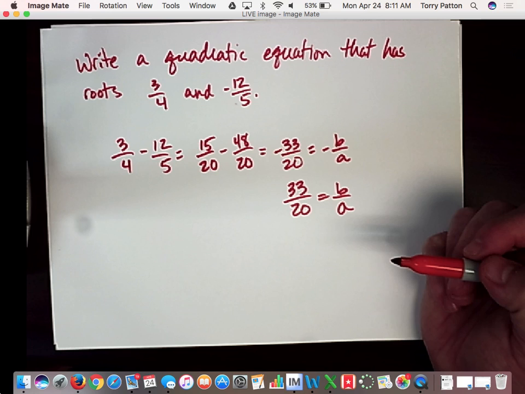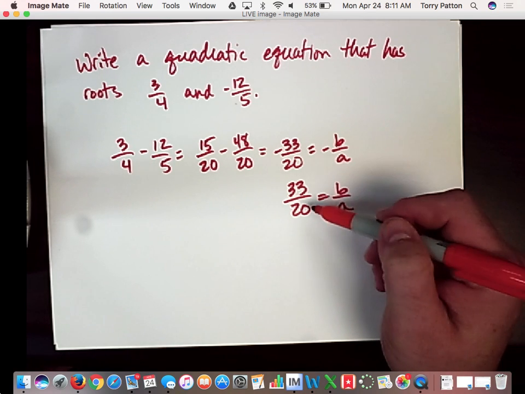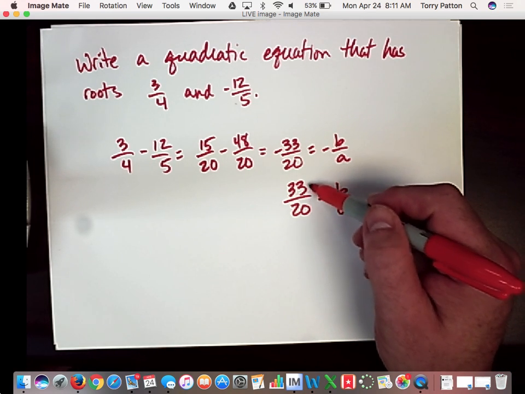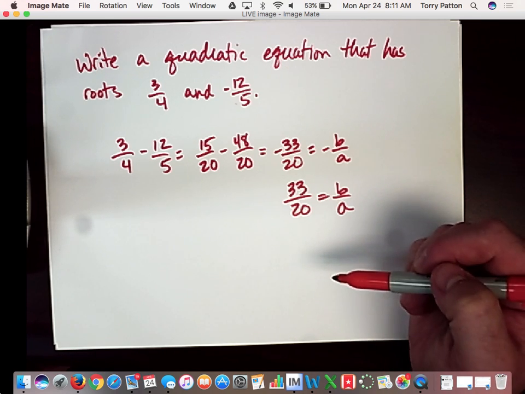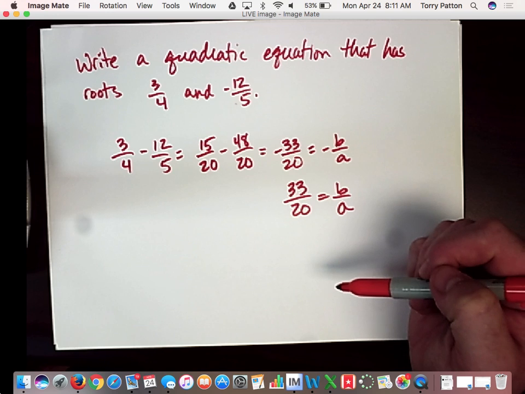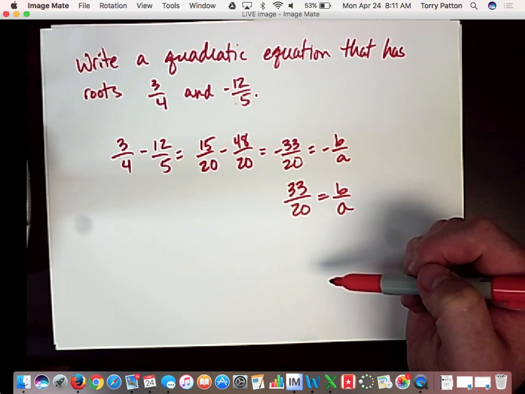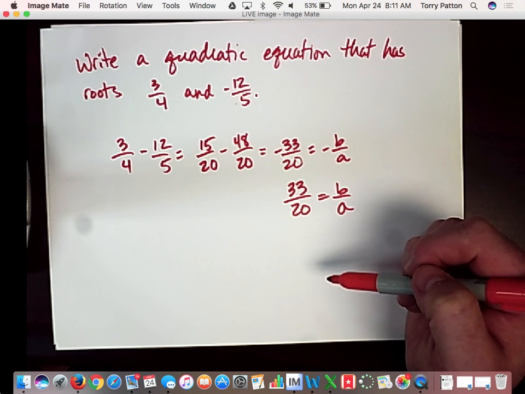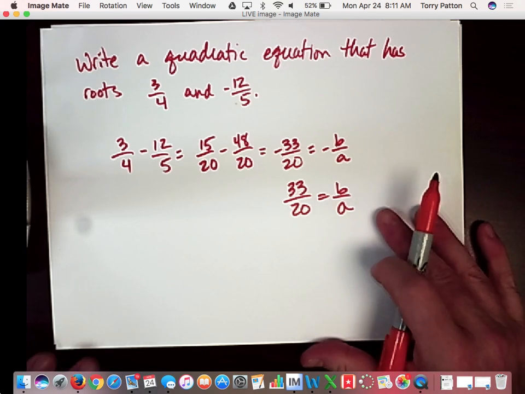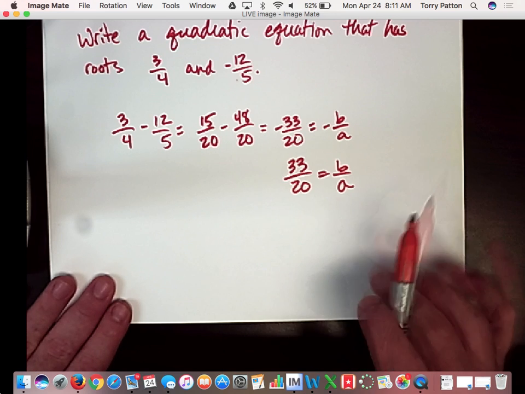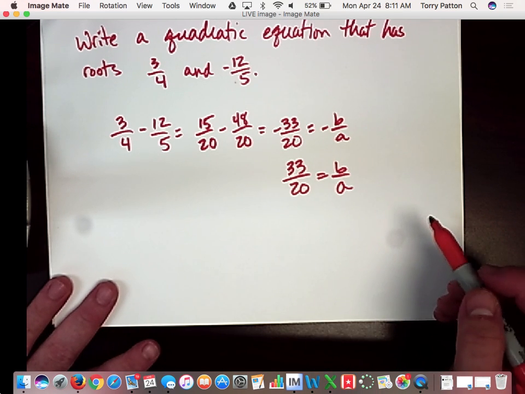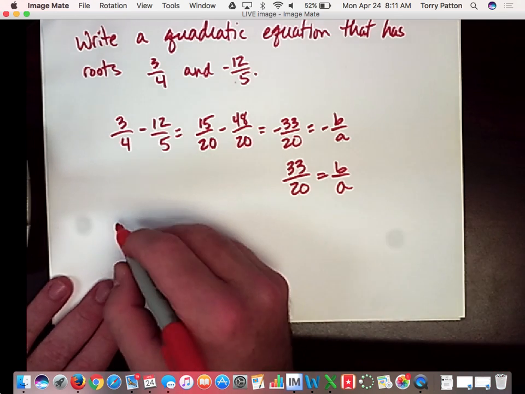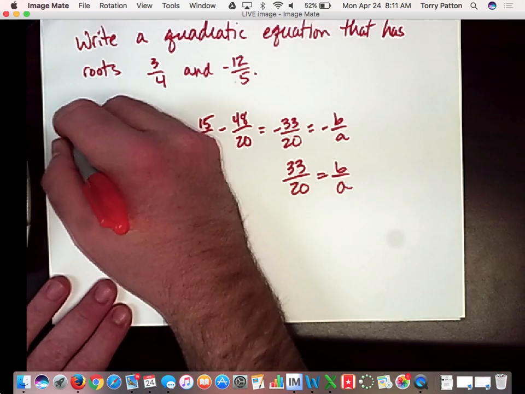You could multiply by 2 over 2 and you'd get b is 66, a is 40. Multiply by 3 over 3. No, I haven't cross multiplied. It could be any two numbers as long as the ratio reduces to that. Okay, now let's do the product.